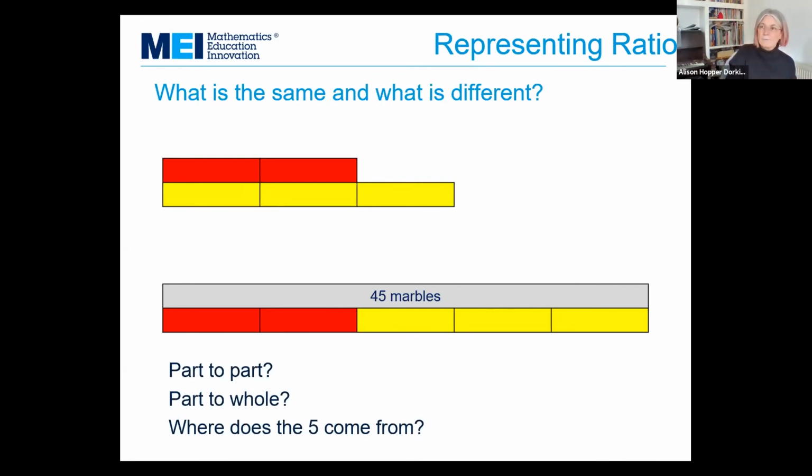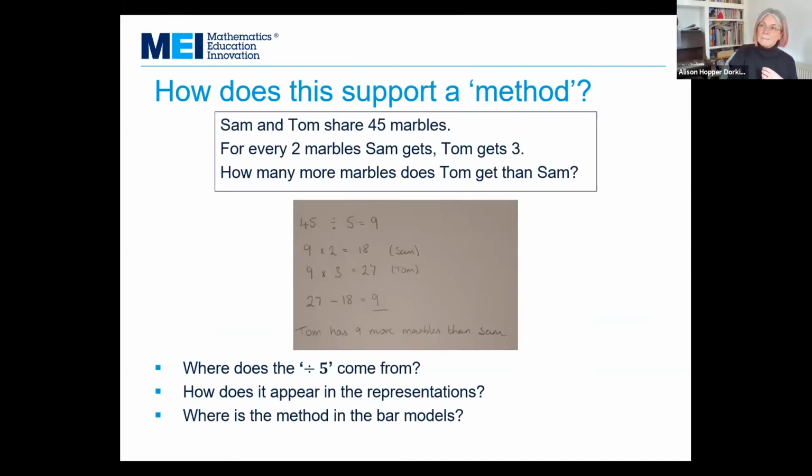So where does the 5 come from? We can see it really clearly here. 3 plus 2 equals 5. And we've now got 5 piles of marbles, and we've got to think about 45 into 5 equal groups. And then we've got our 9. We can see where the division bit comes from. So here is that strategy that we might well have used.